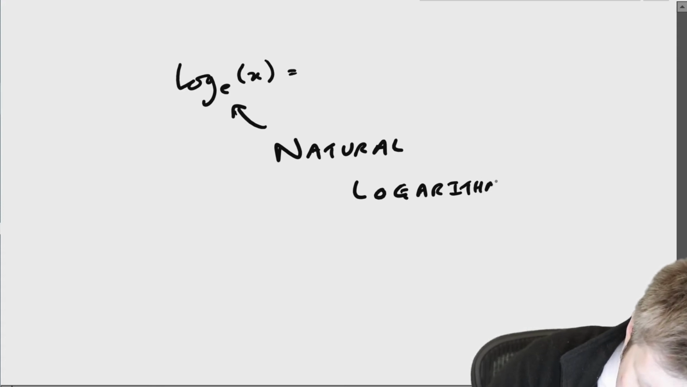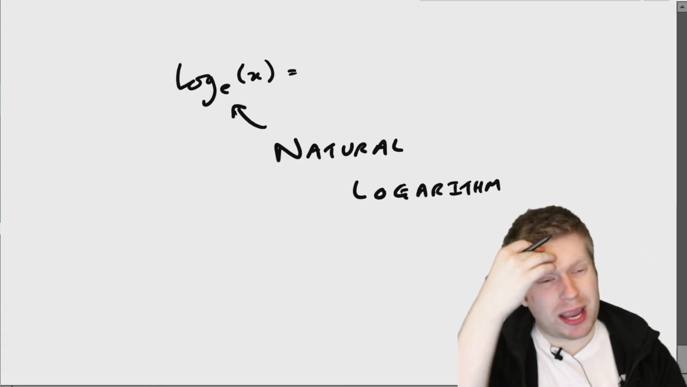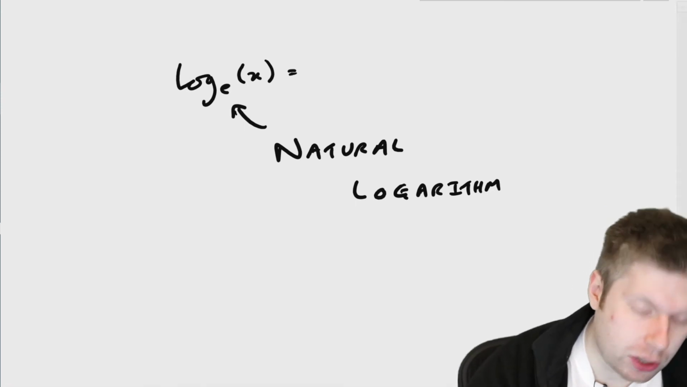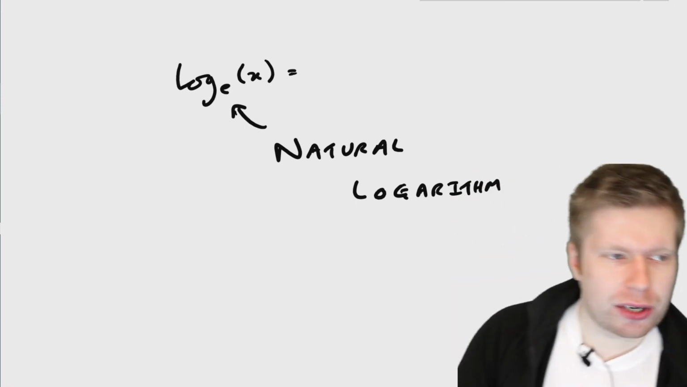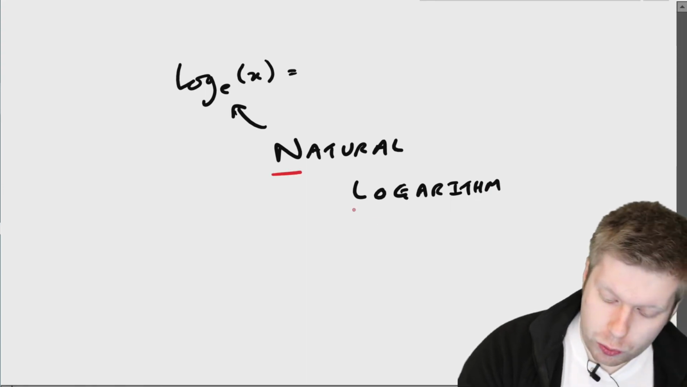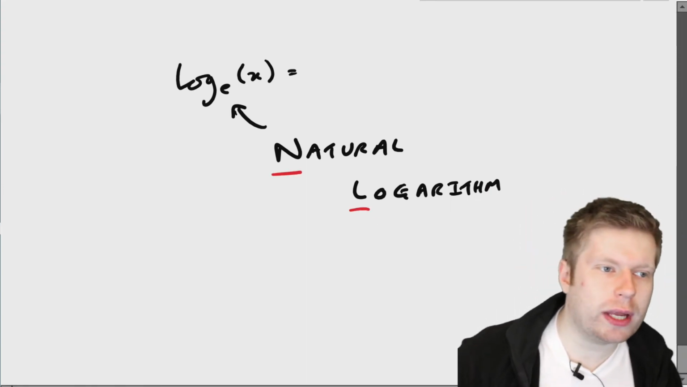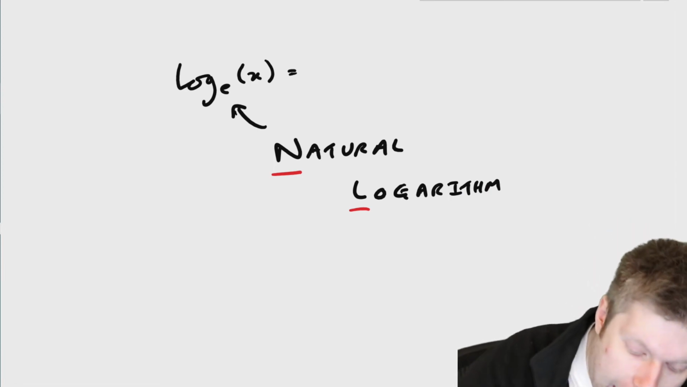Now, the guy that was looking at this, I think off the top of my head it was John Napier, but I would have to go away and double check this. He was French, and the idea is that he took the n from natural and L for logarithm. Instead of calling it NL, he calls it LN.